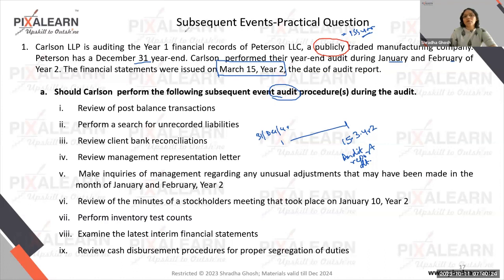Okay, the first one, review of post balance sheet transactions. Shall I do it? Yes, no. Answer in the chat panel, guys. When I'm reviewing my post balance sheet transactions, shall I review it? Yes. Shall I not review it? In most situations, I'm supposed to scrutinize the post balance sheet transactions. Guys, please write one and then write the answer. Otherwise, I will not know which one you're replying to. So yes, most of you are correct. We have to scrutinize the post-balance sheet transactions.